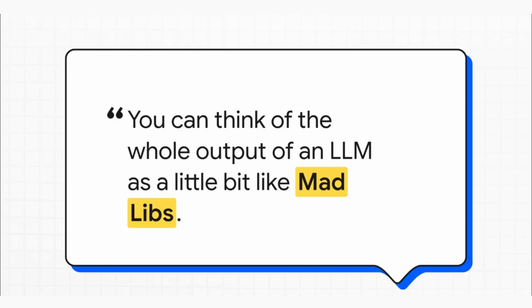AI researcher Gary Marcus has the perfect analogy for this. He says it's like a giant game of Mad Libs. The model is just statistically filling in the blanks. It doesn't know a fact. It just knows that based on its training data, certain words are very, very likely to follow other words in a specific context. It's all about probability, not knowledge.